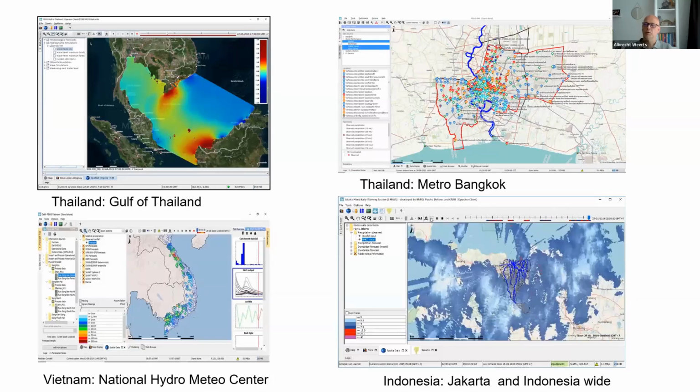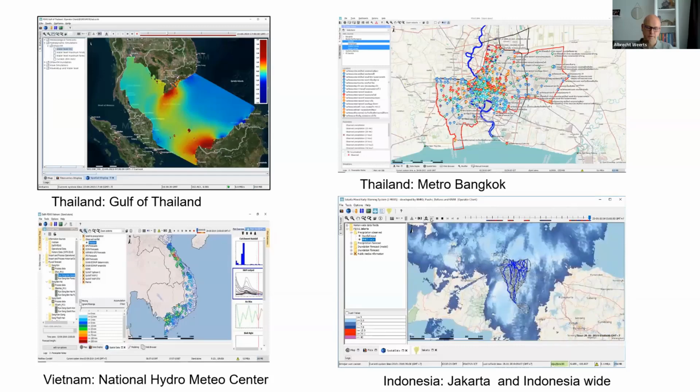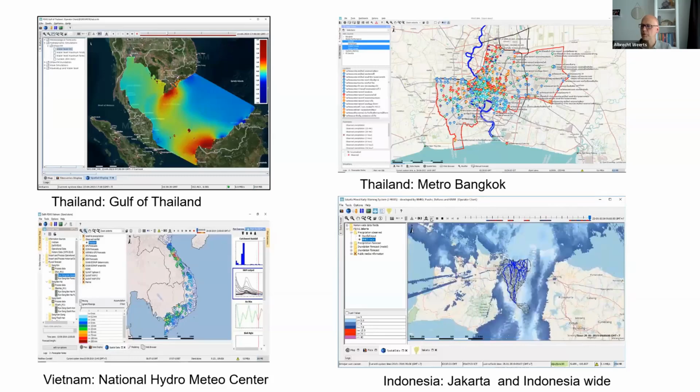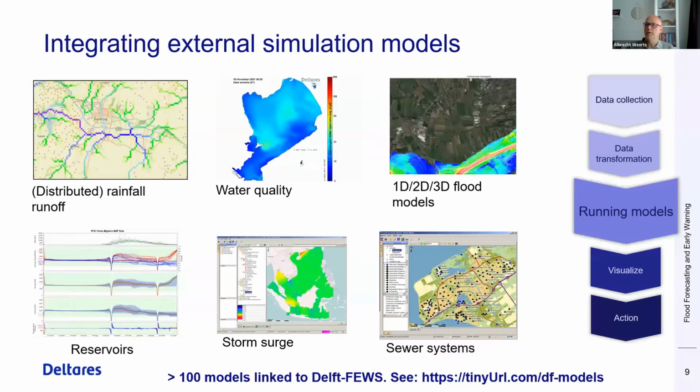And not only focused on flood forecasting, there are also a lot of hydropower companies that are using this software for management of their reservoirs. But because the focus is on flood forecasting, I won't talk about that too much. The system can easily integrate external simulation models. As already said, distributed rainfall runoff models, water quality, 2D, 3D flood models, reservoir models, storm surge if you're interested in coastal flooding, but also sewer systems if that's of interest.